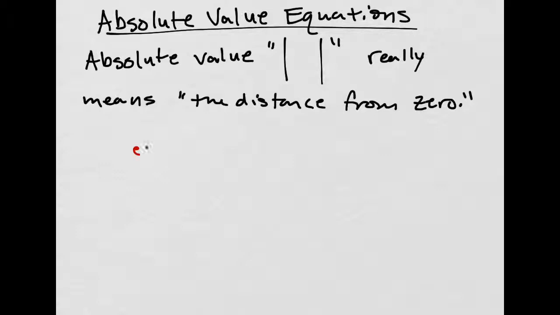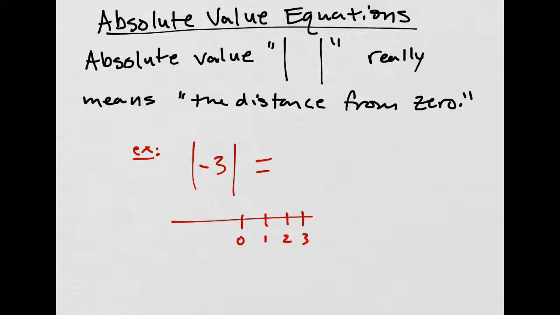So a little short example would be the absolute value of -3. Well, that's going to be how far away 3 is from 0. So here's 0. I have 1, 2, 3 in the negative direction. The absolute value of -3 is 3 units away from 0. So the absolute value of -3 equals 3. That's all it means. It takes positive a short way.